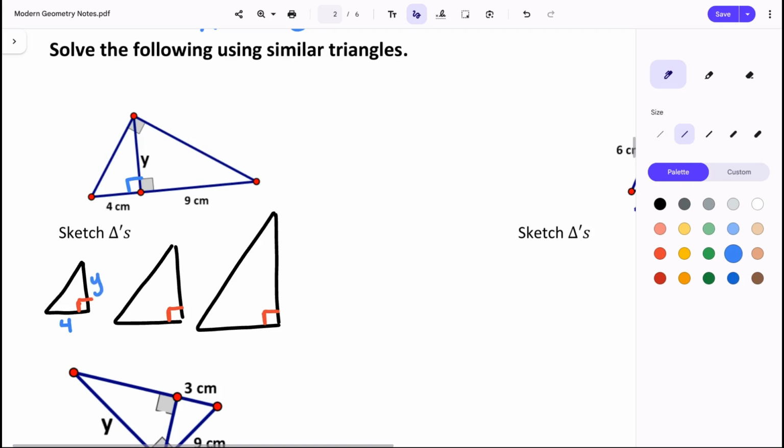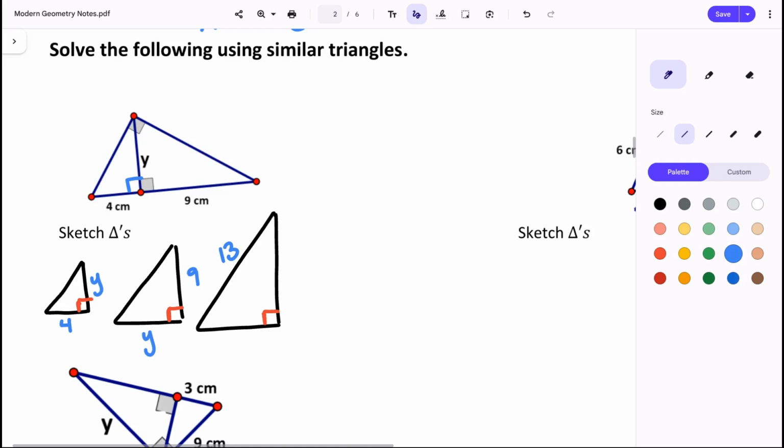Okay, what can we label on the medium-sized triangle? Good, you know the bottom is Y, and you know that that tall side next to the right angle is 9. And then how about the overall big triangle? What do you know? How'd you get 13 for the hypotenuse? Yeah, you add 4 plus 9. We know it's the hypotenuse because it's across from that right angle, so that's going to be that side there.